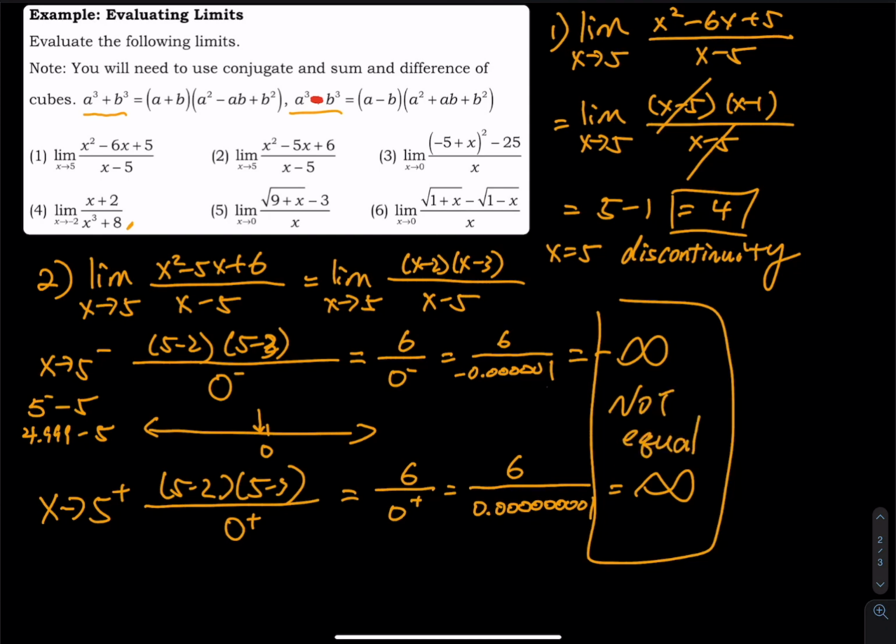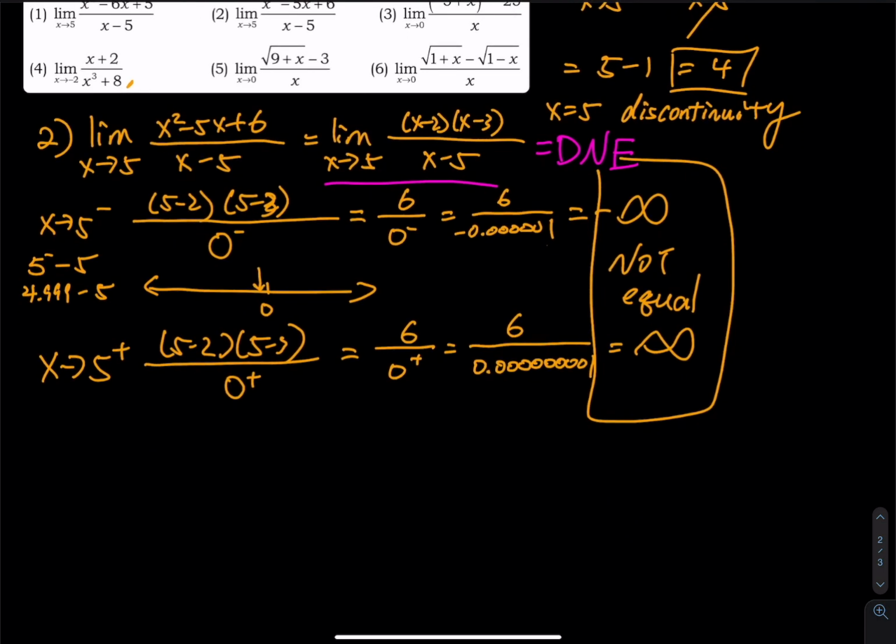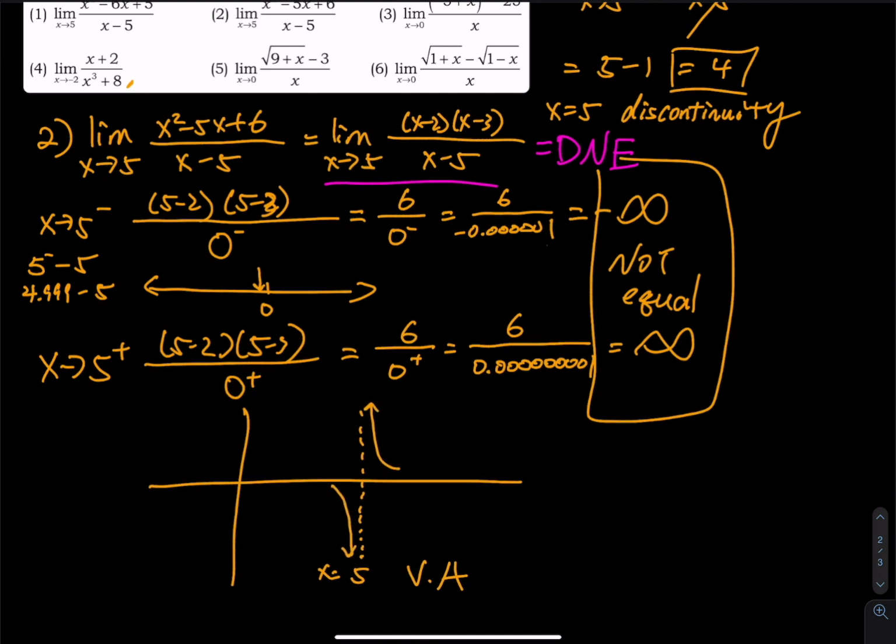That means, what do you say for this limit? We say that the limit does not exist because the left limit doesn't equal the right limit. If you take a look at the graph, when x is equal to 5, we have a vertical asymptote. x equals 5. From now on, I am going to call that a VA. V stands for vertical, A stands for asymptote, vertical asymptote. So on the right limit, going up to positive infinity, going down. So that is number 2.